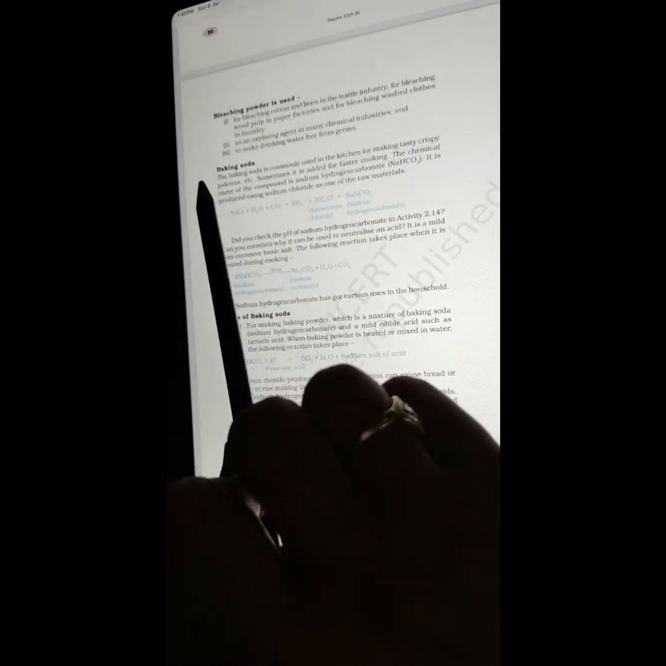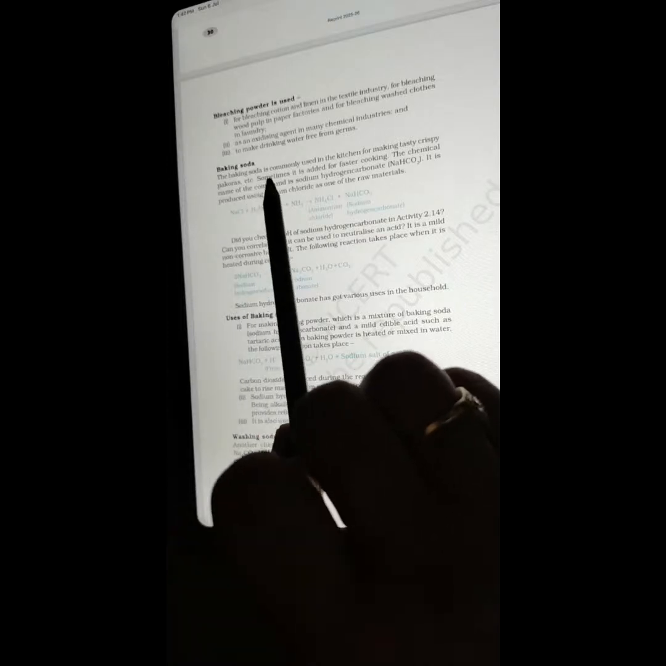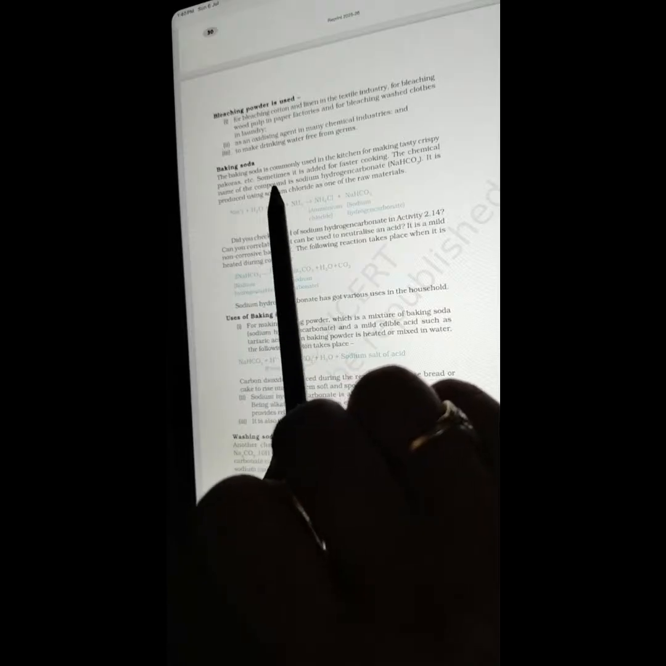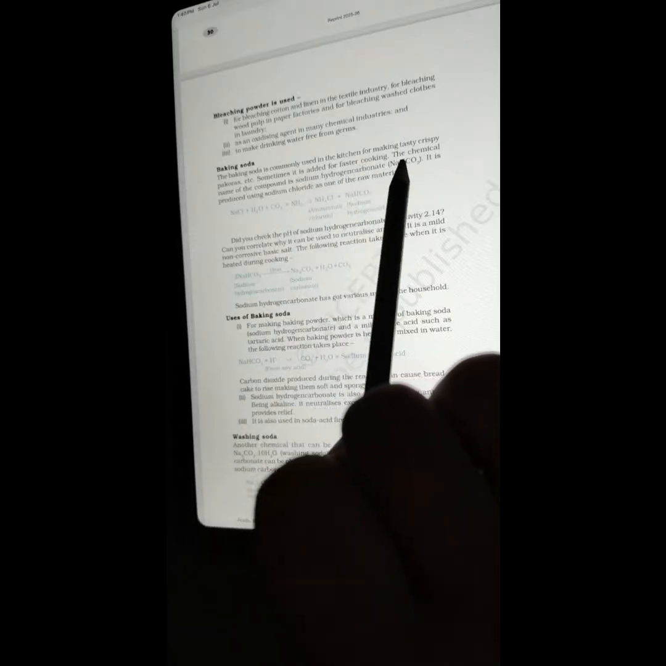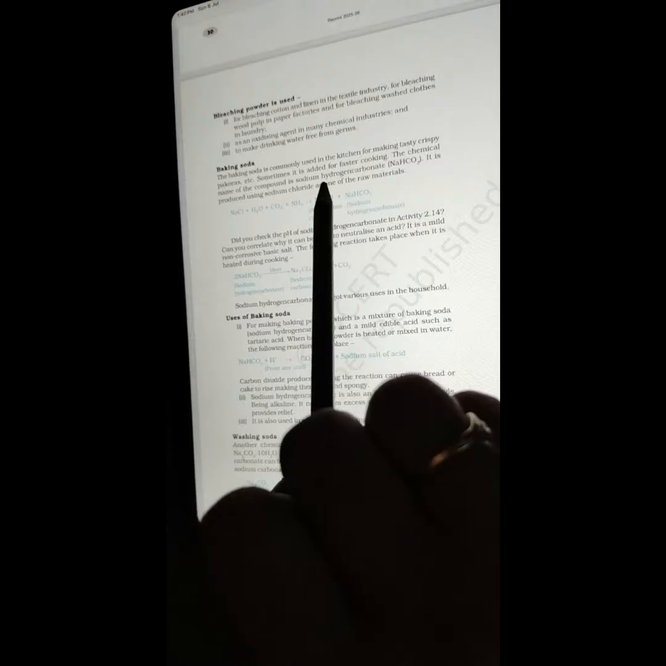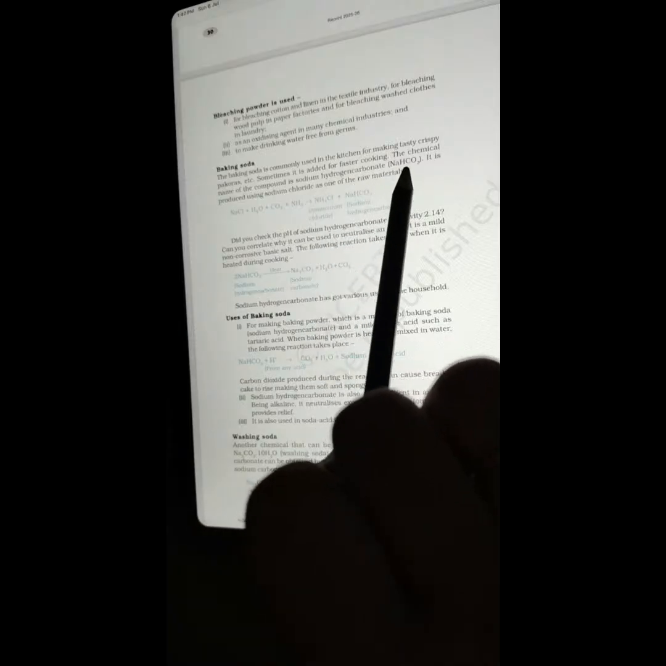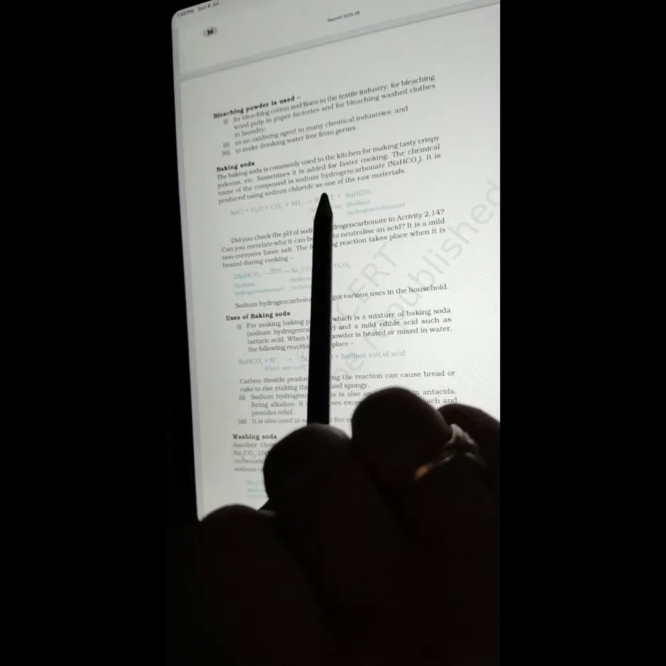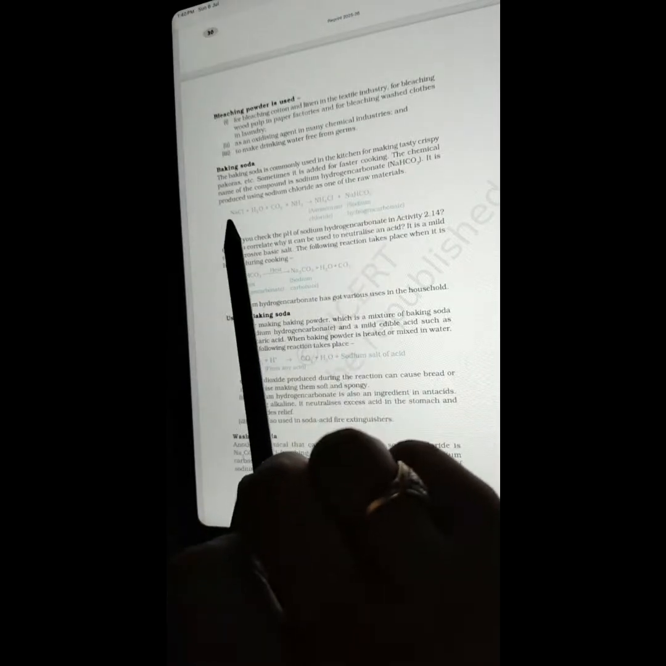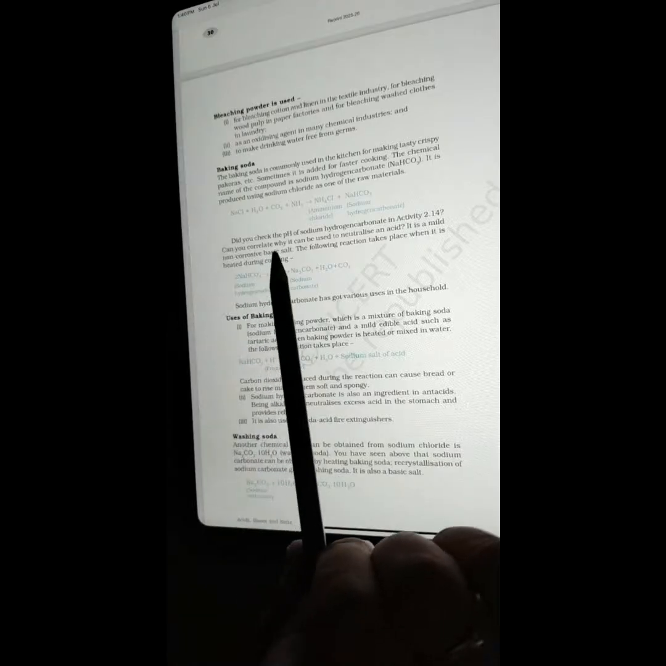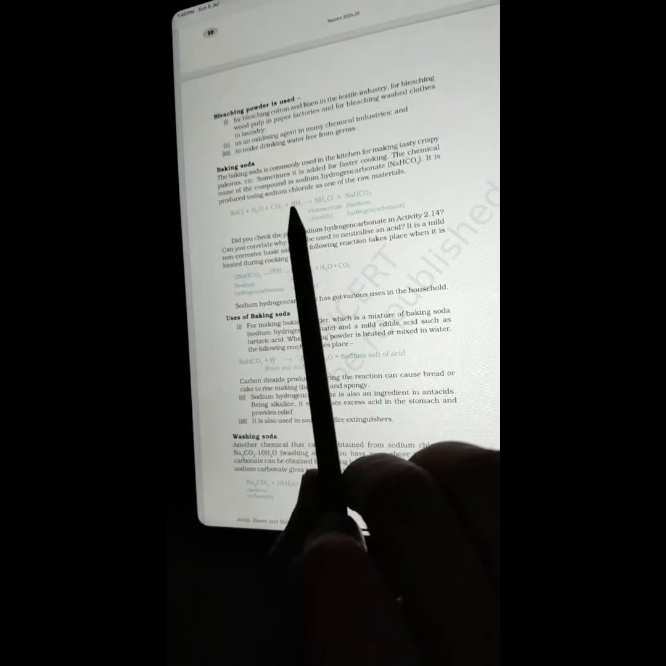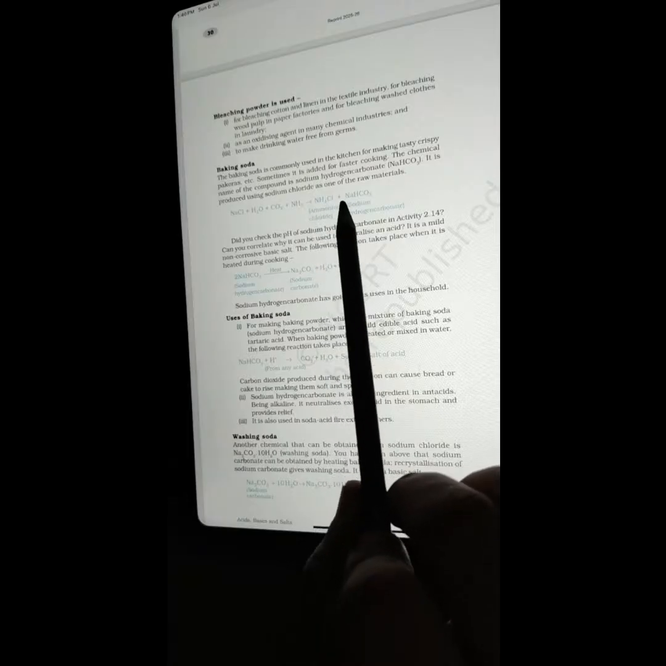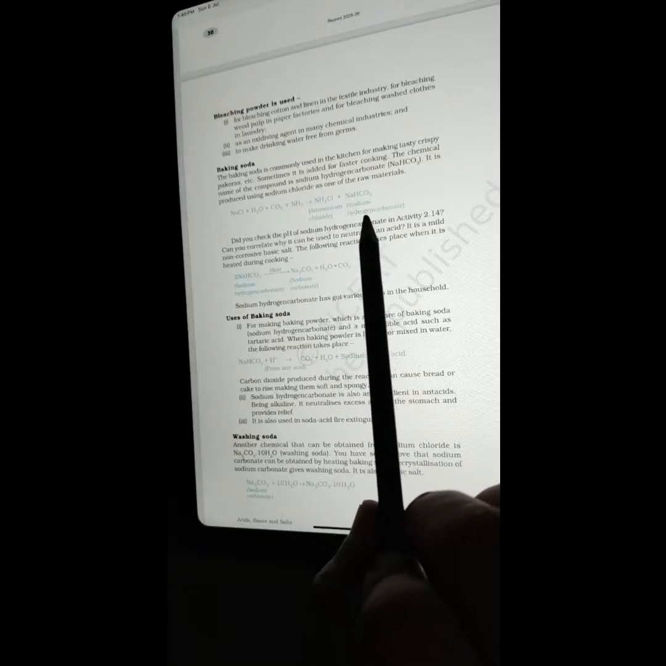Baking soda. Baking soda is commonly used in the kitchen for making tasty, crispy pakoras, etc. Sometimes it is used for faster cooking. The chemical name of the compound is sodium hydrogen carbonate, or NaHCO3. It is produced using sodium chloride as one of the raw materials. When NaCl is added to H2O + CO2 + NH3, which is ammonia, it gives ammonium chloride, NH4Cl, plus NaHCO3, sodium hydrogen carbonate.